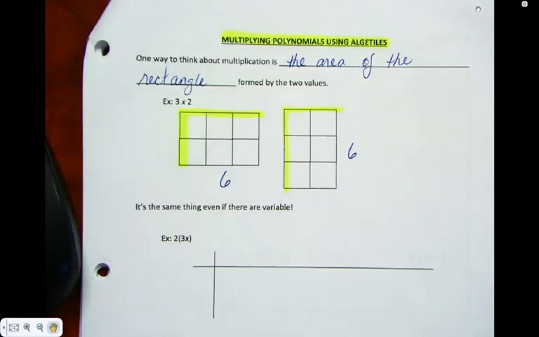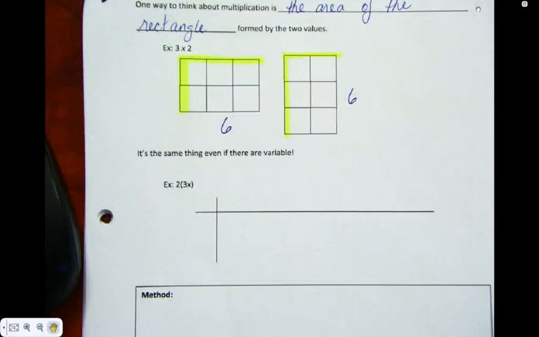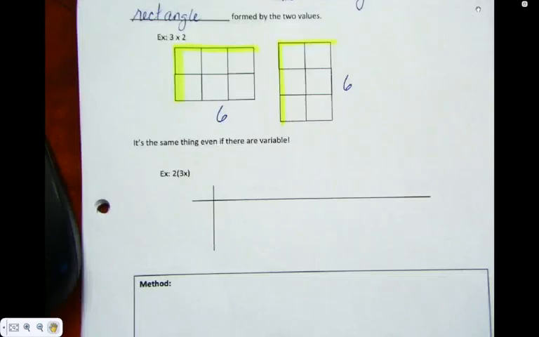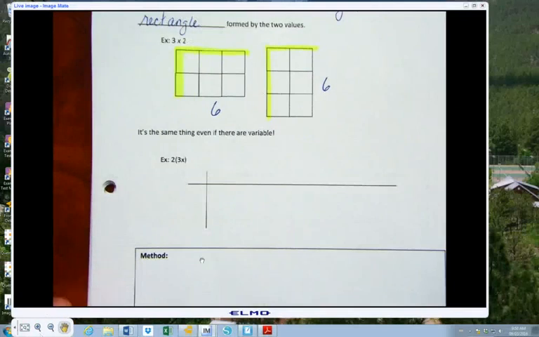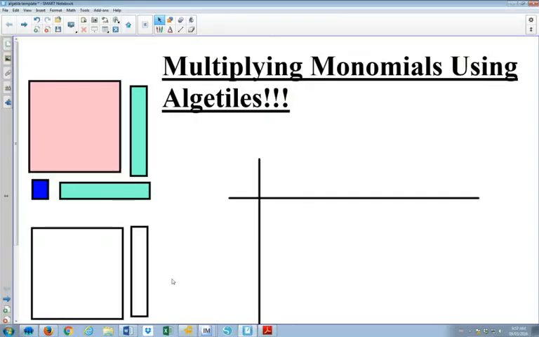So we're going to do the same thing even with this variable. So we're going to multiply 2 times 3x. And what we're going to use is this little grid pattern here. So I'm just going to flip to my smartboard. And what I'm going to do is take the 2, which is our first term, and put it along the top. So I'm going to grab 2 little colored squares. You can do the same. And I'm just going to line them across the top.